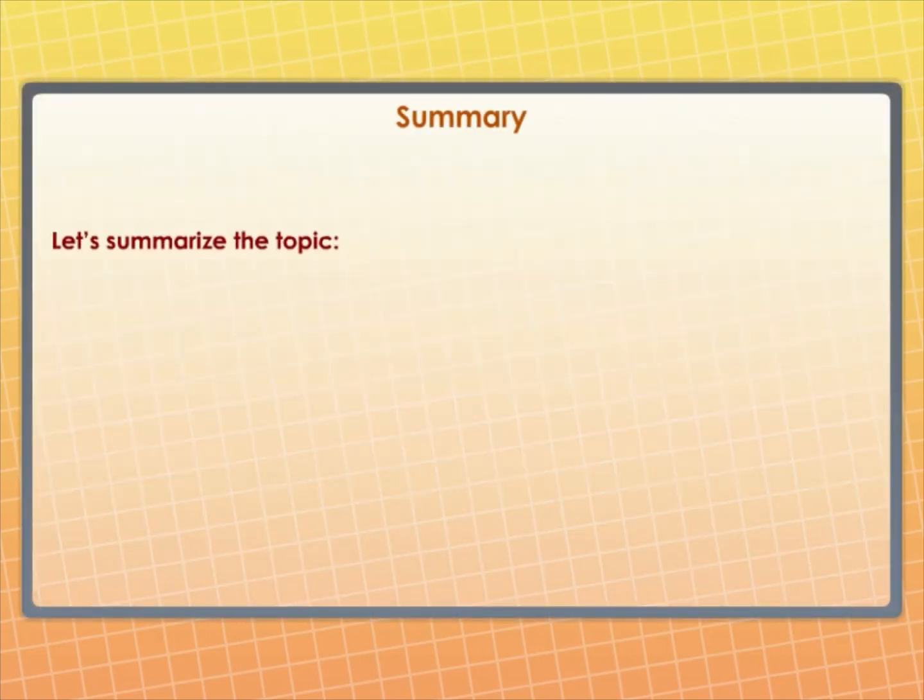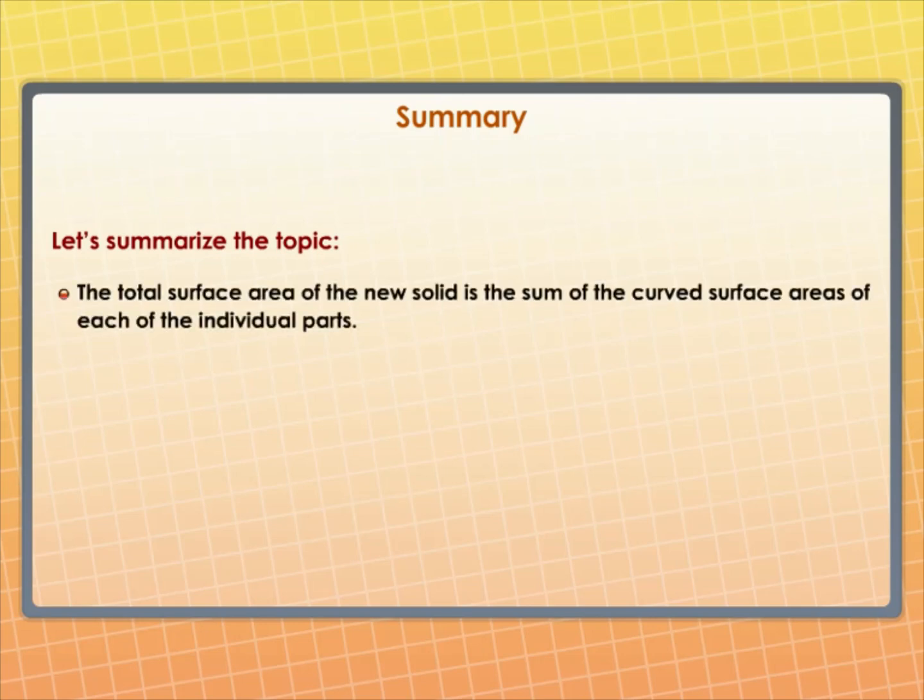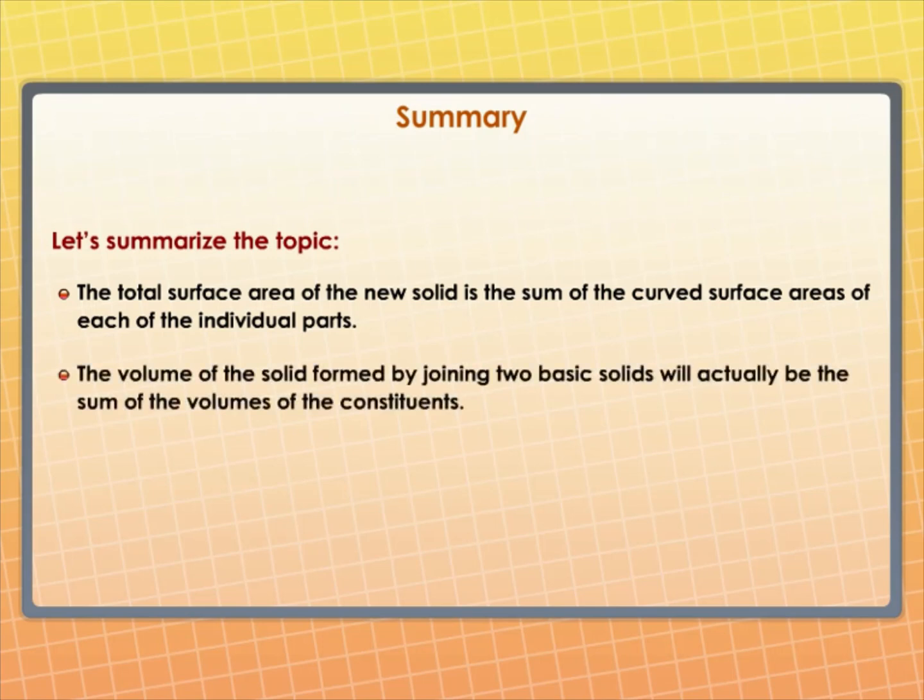Summary. Let's summarize the topic. 1. The total surface area of the new solid is the sum of the curved surface areas of each of the individual parts. 2. The volume of the solid formed by joining two basic solids will actually be the sum of the volumes of the constituents.